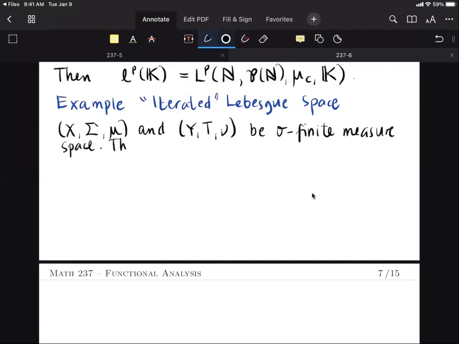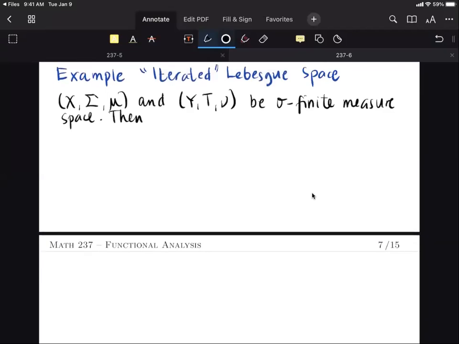Then, let's start with the Lebesgue space on X. And then one can take the Banach space Y, say L^p(Y, τ, ν). So this is our Lebesgue space on Y. Think of this as the Banach space Y in the previous discussion. So now it's clear why we call it iterated Lebesgue spaces, because we have a Lebesgue space wherein the values are also in a Lebesgue space.